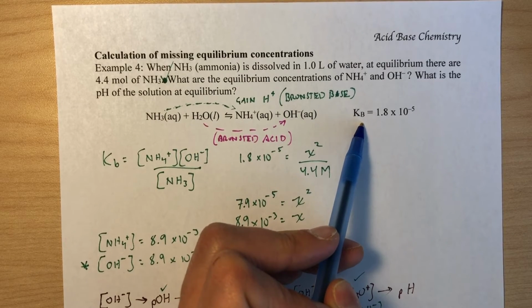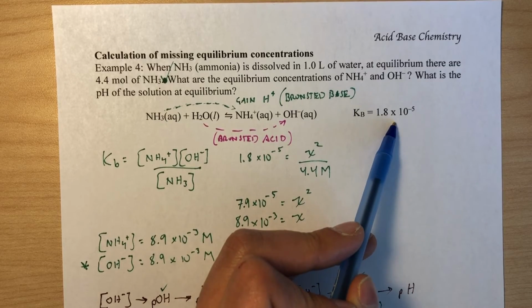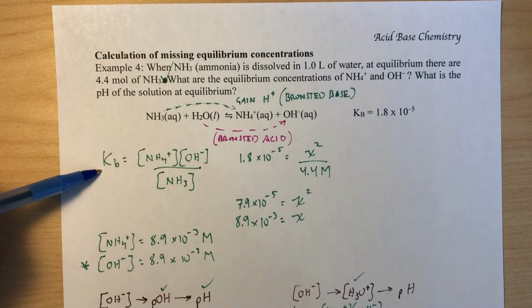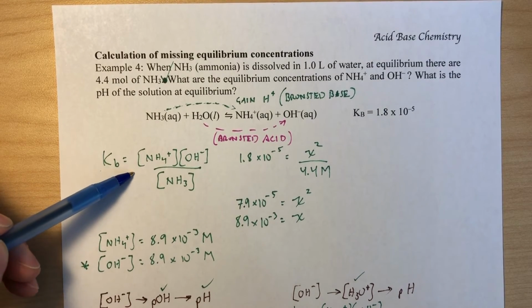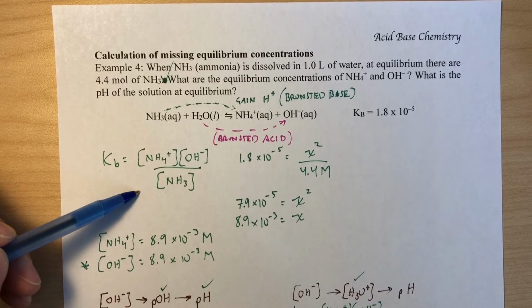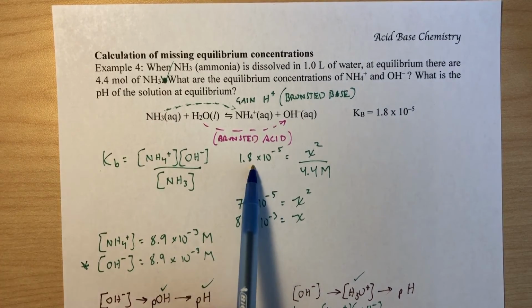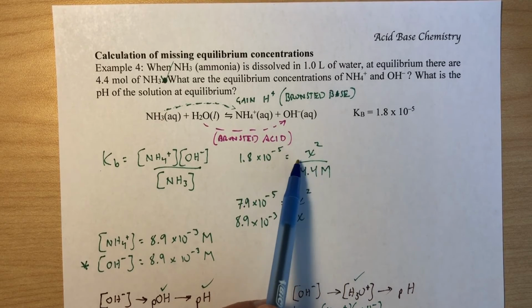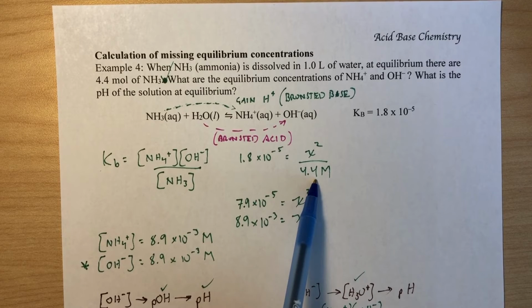This is a base, so we have a Kb for our equilibrium constant, which is 1.8 times 10 to the negative 5. So we have Kb for our expression. That's always still going to be equal to products over reactants. For us, that's going to be ammonium, NH4 plus, times hydroxide divided by NH3. We can substitute in 1.8 times 10 to the negative 5th is going to be equal to our unknowns, x squared, divided by our known value for ammonia.